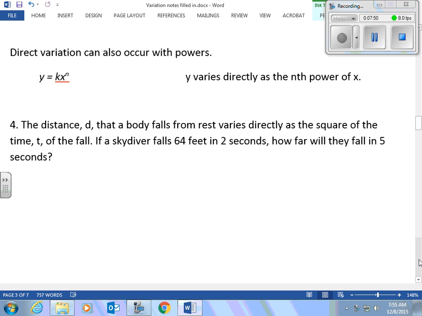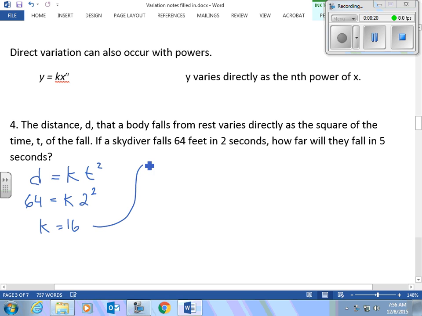Okay, so the distance varies directly as the square of the time could be represented as d, the distance, equals k, our constant that we're going to solve for, times the time squared. So in the example that we have, the distance is 64 feet in 2 seconds. Okay, so 2 squared is 4. We'll divide both sides by 4, so we'll get k equals 16. We'll substitute that into our formula now so that our distance equals 16t squared.